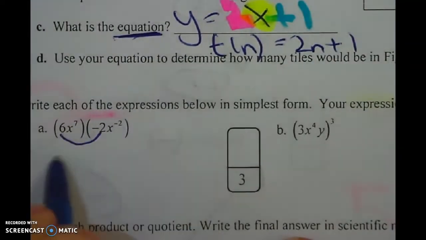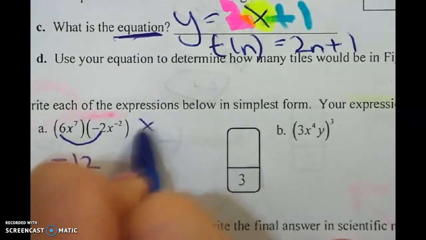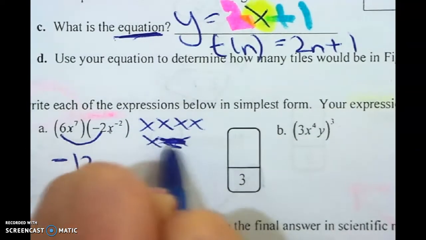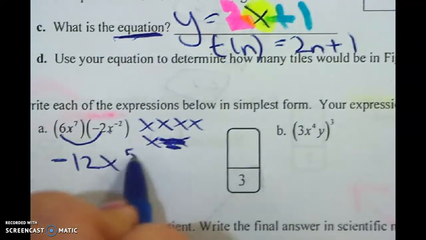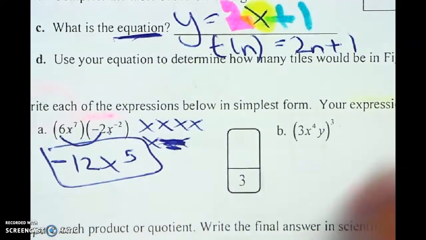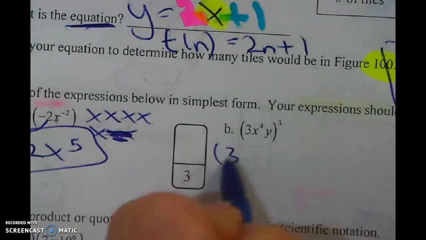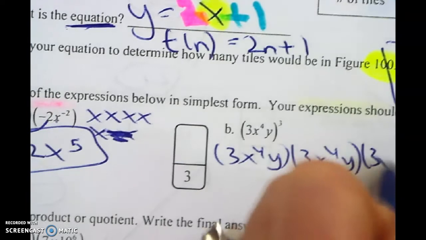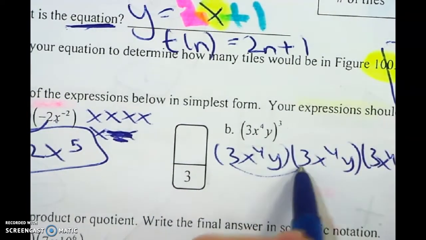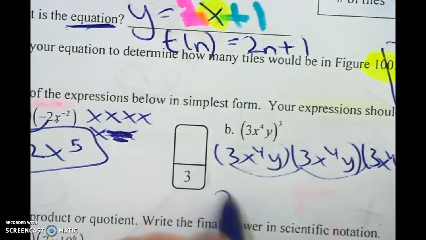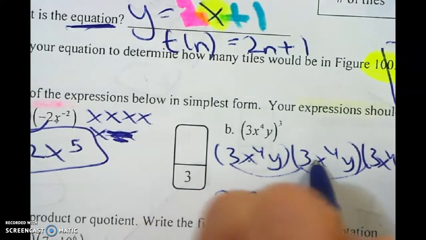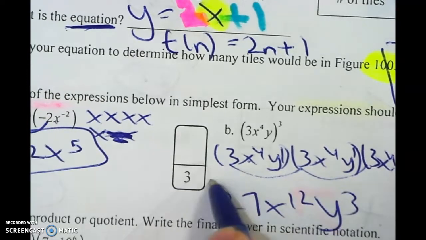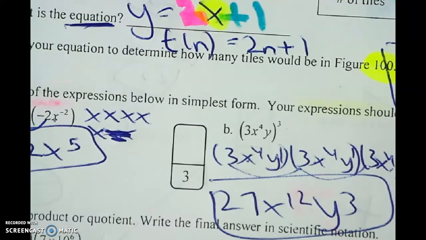So 6 times negative 2 is negative 12. I have 7 of these, 1, 2, 3, 4, 5, 6, 7, and they're saying take 2 of them away. So now I have 5 left. Okay. This one is saying write it 3 times. So 3 times 3 is 9, times 3 is 27. 4, 4, 4, I got 12 of these. I got 1, 2, 3 of these. Okay. All right.